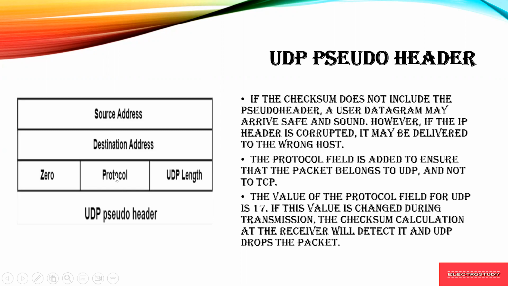This protocol field is added to ensure that the packet belongs only to UDP and not to TCP. TCP is nothing but Transmission Control Protocol. There is a value assigned for the protocol field, and that value is 17. Why this value is assigned: if this value is changed during the transmission of packets, then the checksum calculation at the receiver end will detect it, and UDP will silently discard the packet, as there is some error that has happened during the transmission.